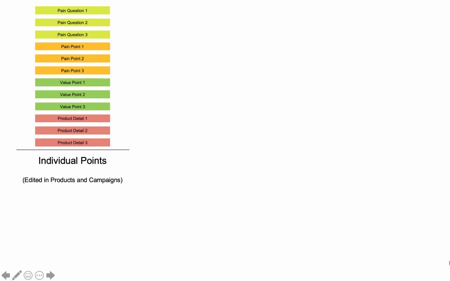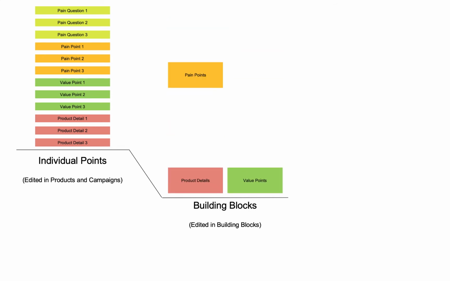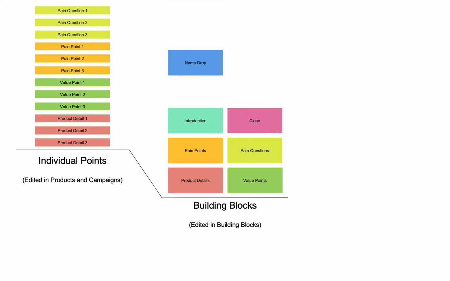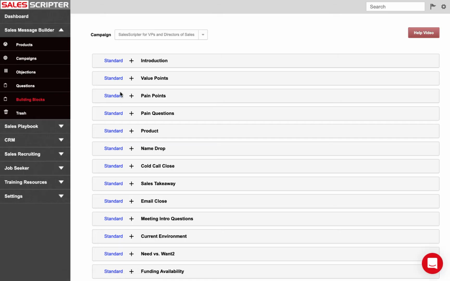And then once those points are entered, those points all feed into the area of the building blocks. We basically take those individual points and we create blocks. So instead of individual pain points or individual value points, there's a block called pain points and value points. And let me show you what those look like. This is where all of the information flows from your product and campaigns to create these individual blocks.